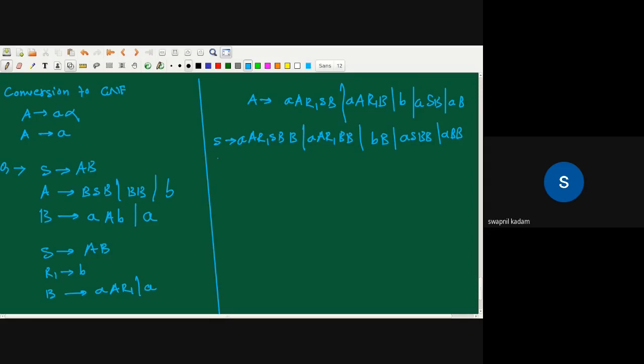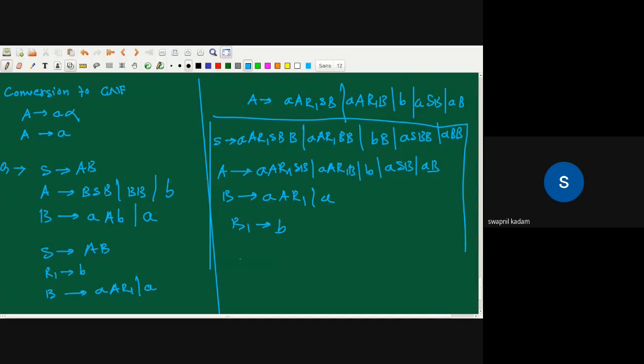Okay, so I should write them down again, and I should make them a box. R1 SB, then A R1 B, then B ASB, AB, then B tends to A R1 A, and R1 tends to B. Okay, and I should make it a box. These are all the productions in a GNF format. So this is lemma 1 in a GNF format.